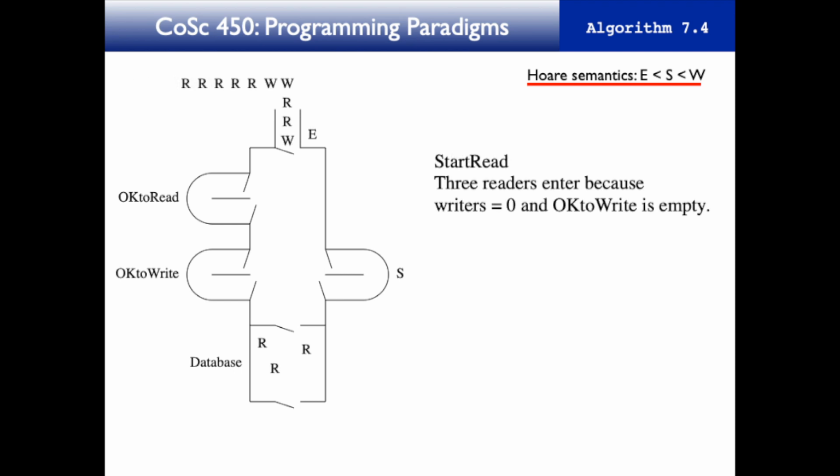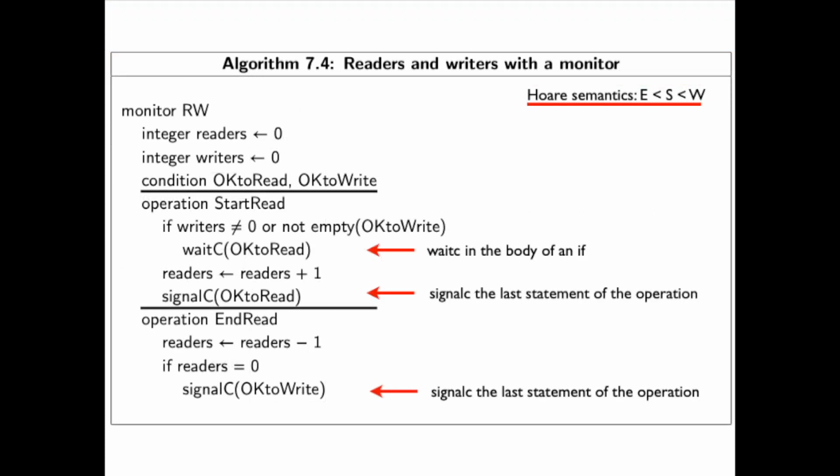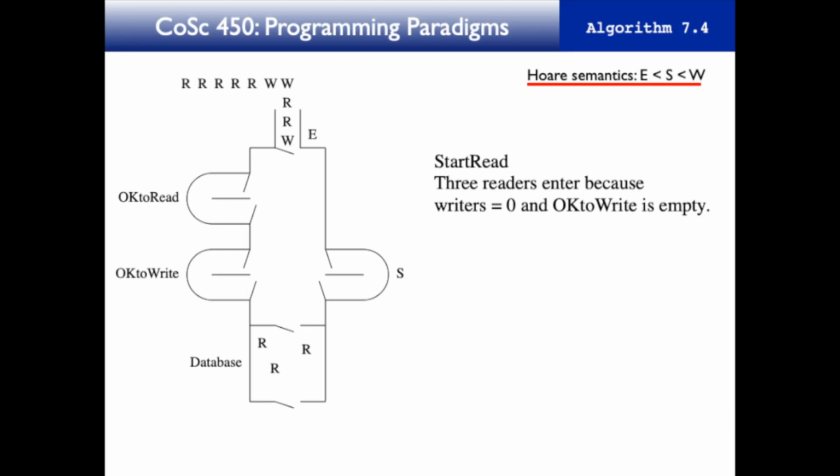Okay, so the first thing is we do start read. And 3 readers enter because writers equals 0 and OK to write is empty. So now let's double check that code. When we do start read, you see writers is 0, or not empty, OK to write. So both of those are false because there's no writers. And so readers gets readers plus 1, and we signal C OK to read. All right, and so 3 readers can enter because writers equals 0 and OK to write is empty. So there's the 3 readers in the database reading, more than 1 reader in the database.